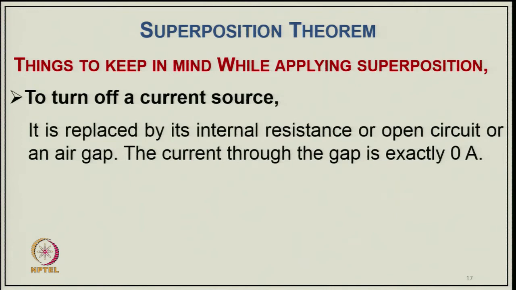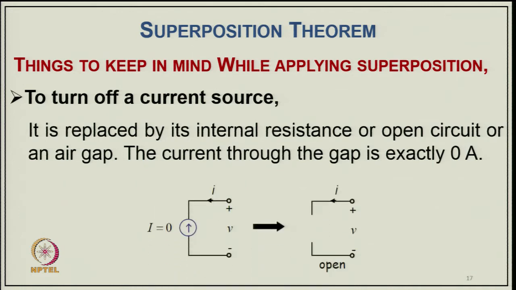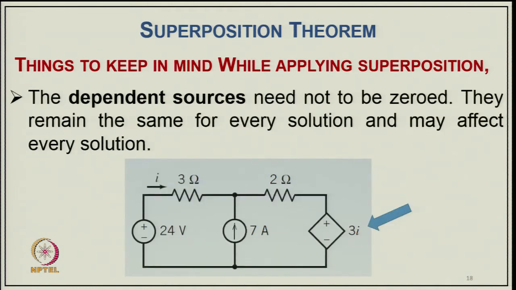And then, to turn off a current source, it is replaced by an internal resistance, or open circuit, or an air gap. The current through the air gap is exactly 0 ampere. A typical example: you have a 0 current in the source, and then it is taken in the circuit as an open circuit.